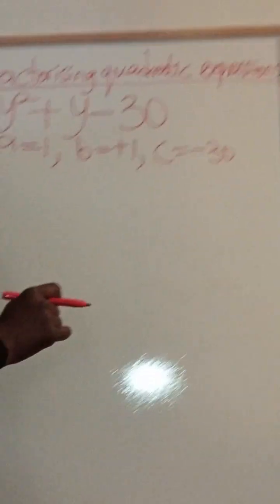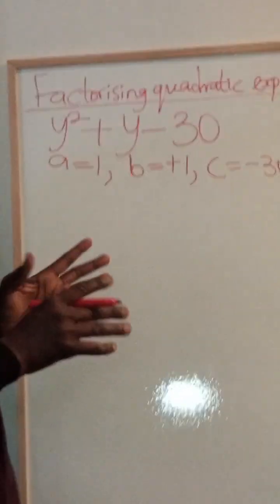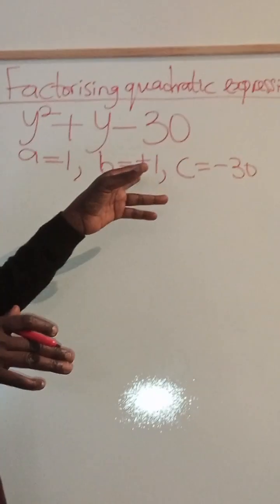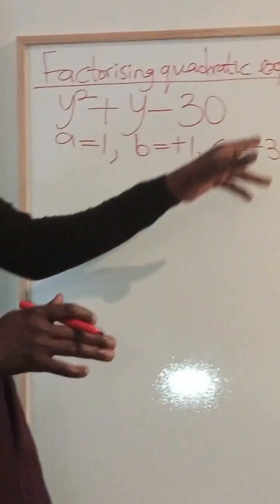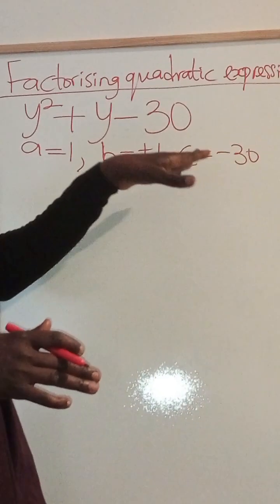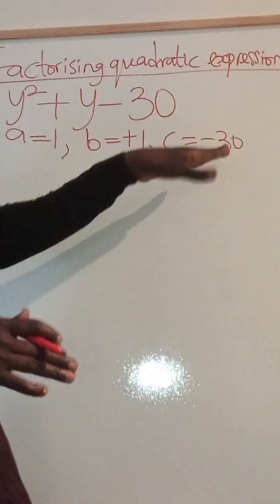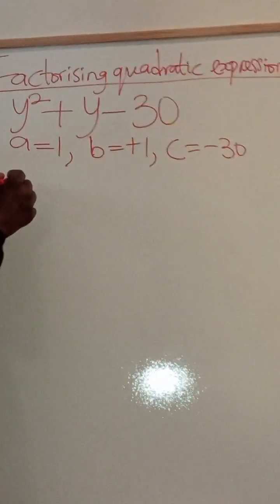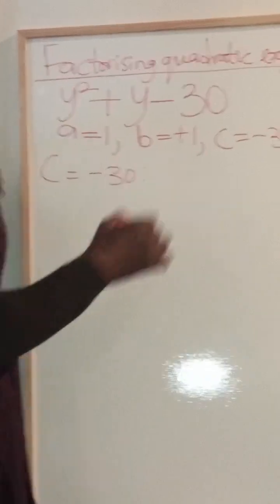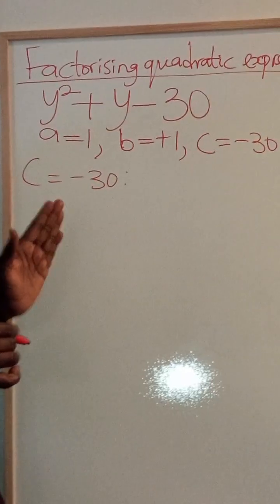1. Now, we are looking for the two numbers that will be added or subtracted to get plus 1, and the product gives us minus 30. So this time around, with the negative value of c, I want us to start the work from c, which is minus 30. Let's try to look at the factors of 30.